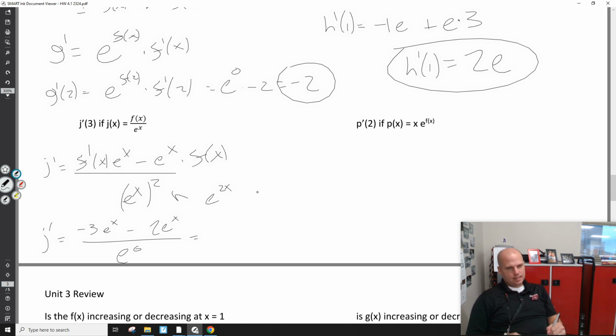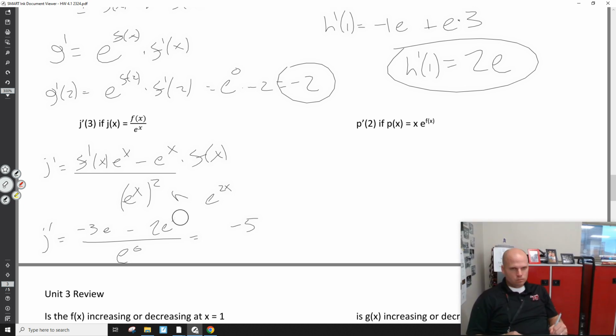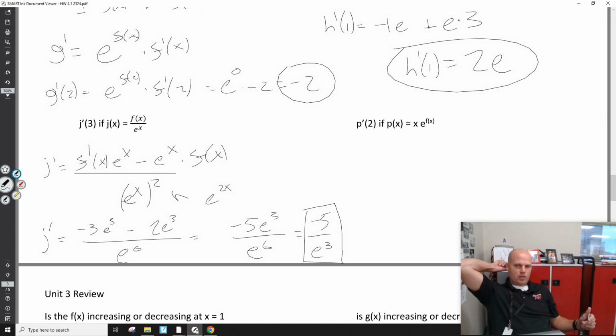I get negative, not e to the x, e cubed. Get negative 5e cubed over e to the 6th. We can simplify this. 3 of these e's will cancel with 3 of these e's, giving me negative 5 over e cubed. It's a good question, good simplification, good exponent rules.